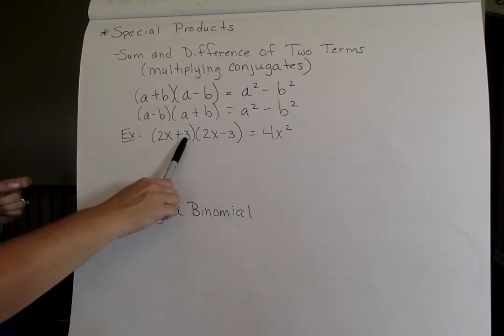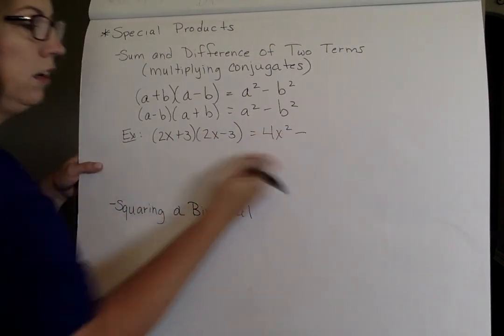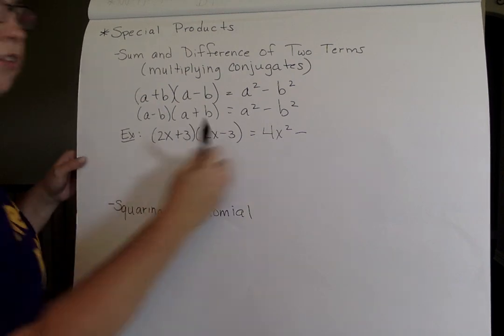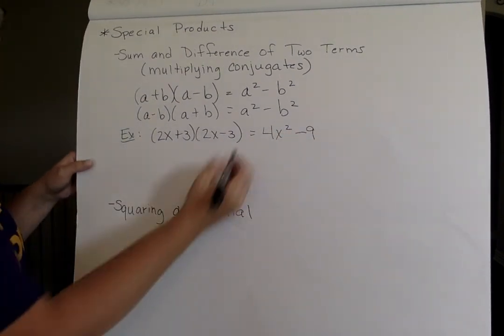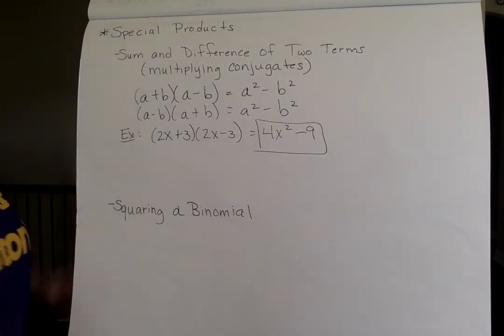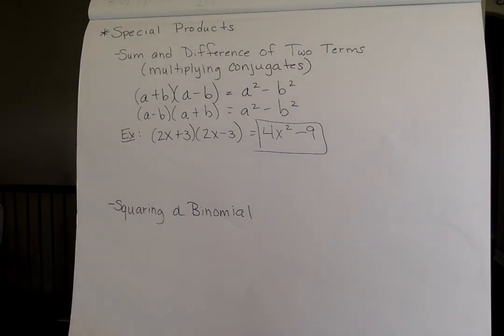And then we need minus, always a minus, the second thing squared, so 3 squared in this case, which is 9. There's our answer, and we're good to go. Okay.